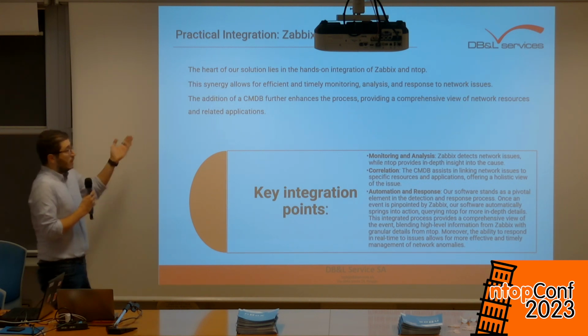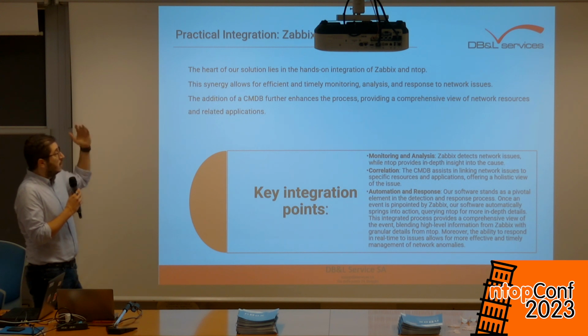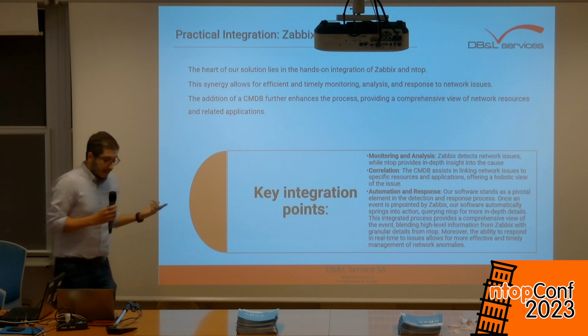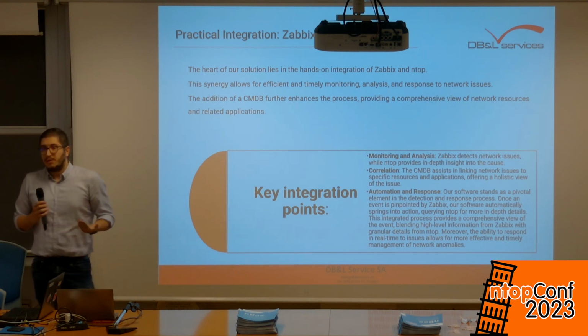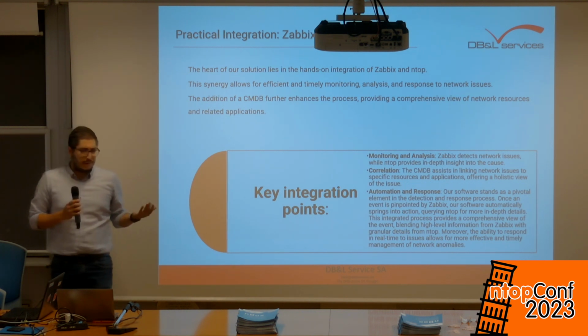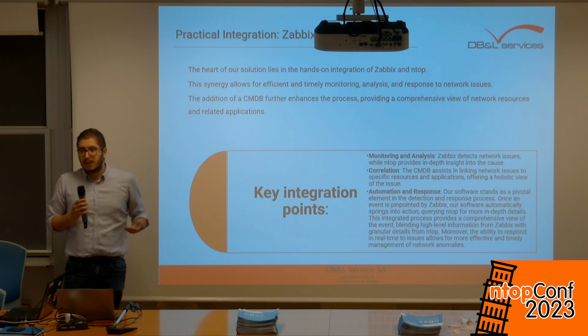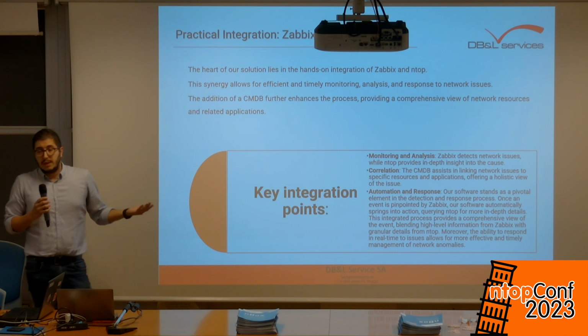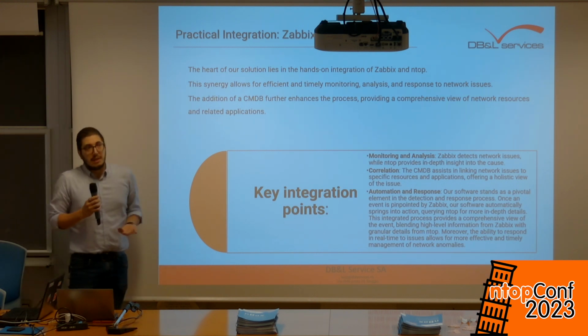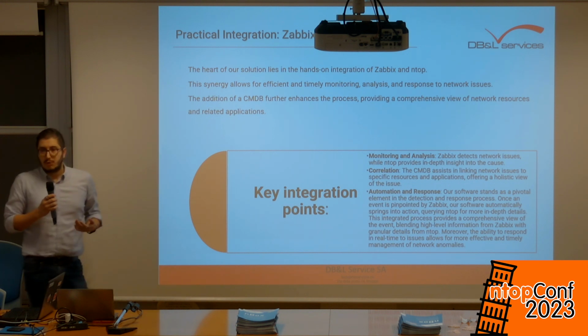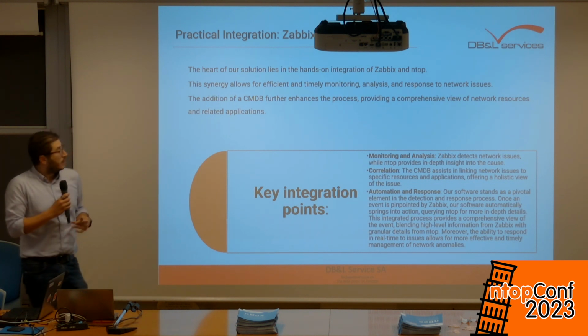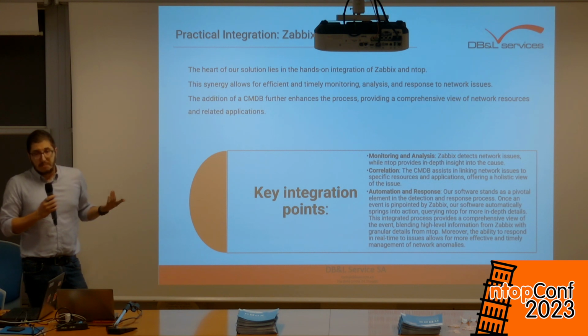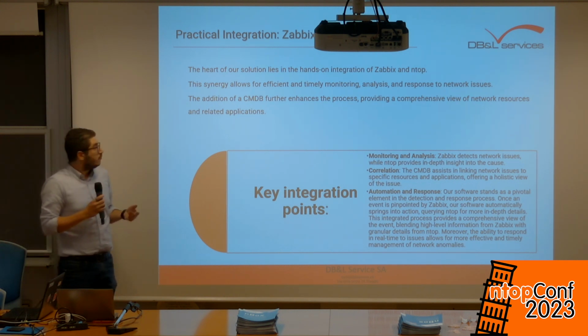This synergy will give us lots of information, timely monitoring, and quick response to network issues. But not only that, because we were thinking, okay, we have various information from Zabbix. It will tell us, for example, in our use case based on bandwidth overutilization, that this interface is using too much of its bandwidth at this time, and that's it.